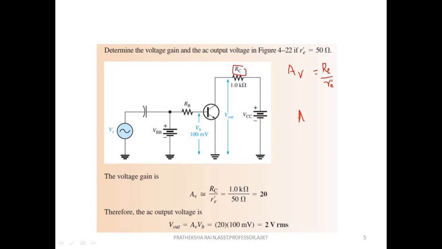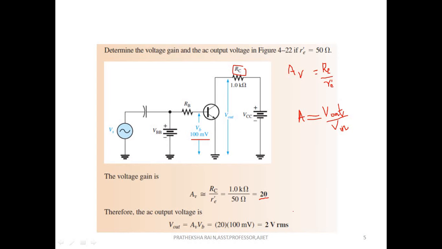So we can write A as V out divided by V in, right? So V out, we have to find now, and we have already calculated gain. So what is V in? V in is nothing but the input voltage. What is input voltage here? It is the base voltage VB. So VB is already given as 100 millivolts. Substitute that, and gain we have got 20. So if you multiply that, we will get 2 V rms. Since it is an AC output voltage, we need to write it in terms of root mean square, 2 volt rms.